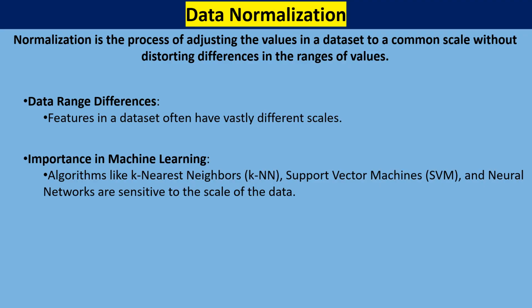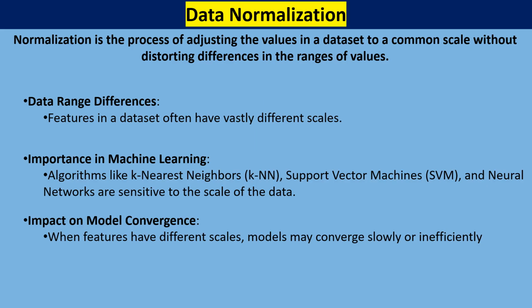Importance in machine learning. Algorithms like k-nearest neighbors (KNN), support vector machines (SVM), and neural networks are sensitive to the scale of the data. These algorithms use distance metrics or gradients, which are heavily impacted by differences in feature scale.